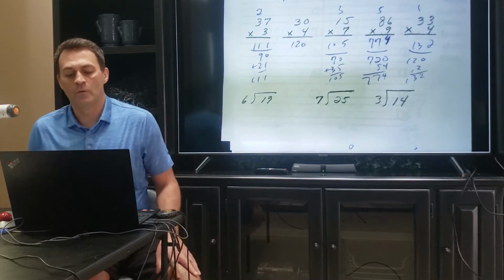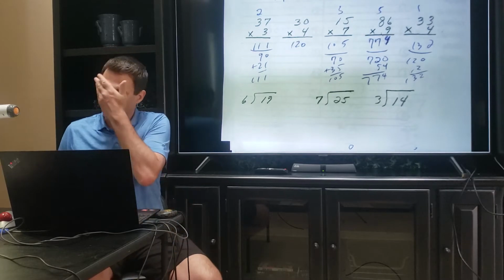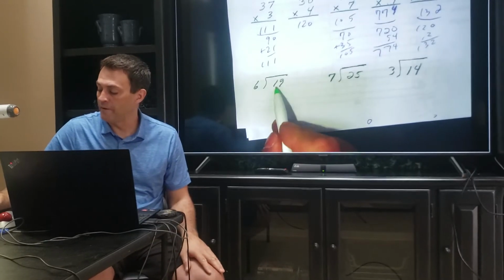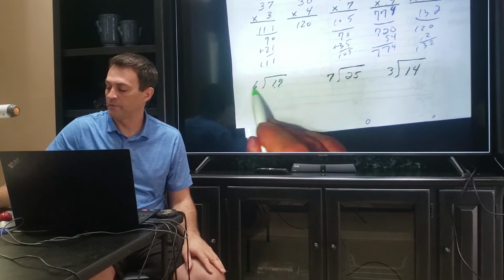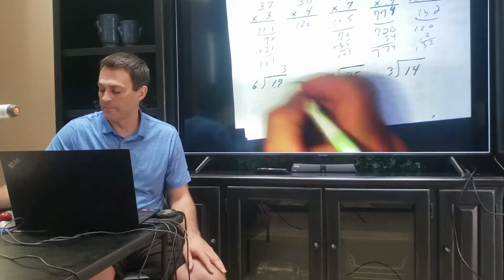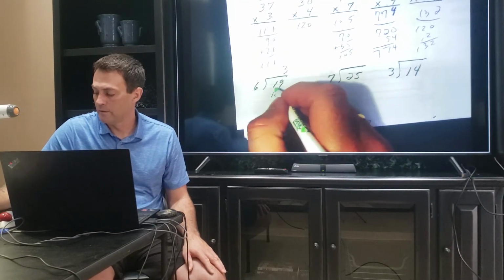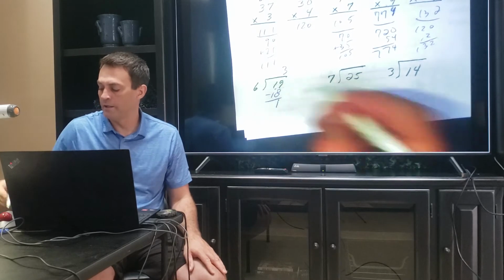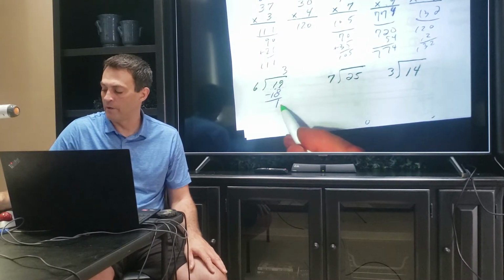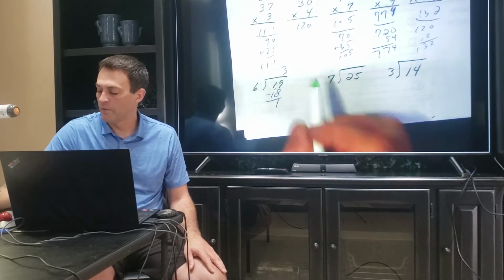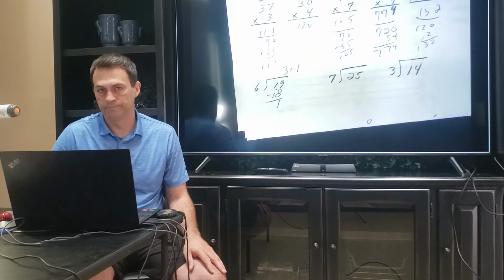It's a little hard, but we have like remainders and stuff like that. So, 6 cannot fit into 1, so we got to fit it into 19. 3 times 6 will work. 3 times 6 is 18. 19 minus 18 is 1. 6 can't fit into 1, and we don't have a number to bring down the 1 to make it bigger. So, 3 with a remainder of 1.